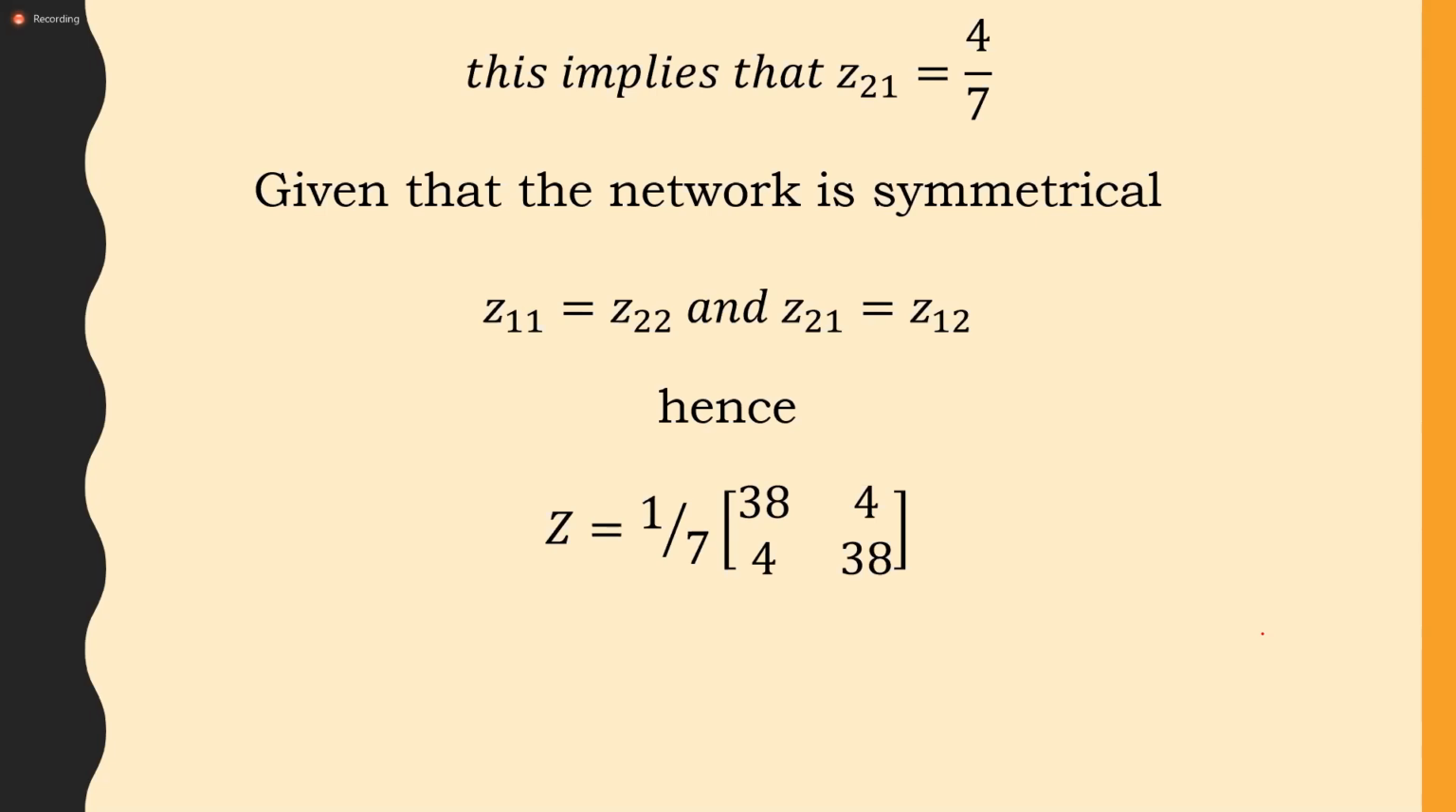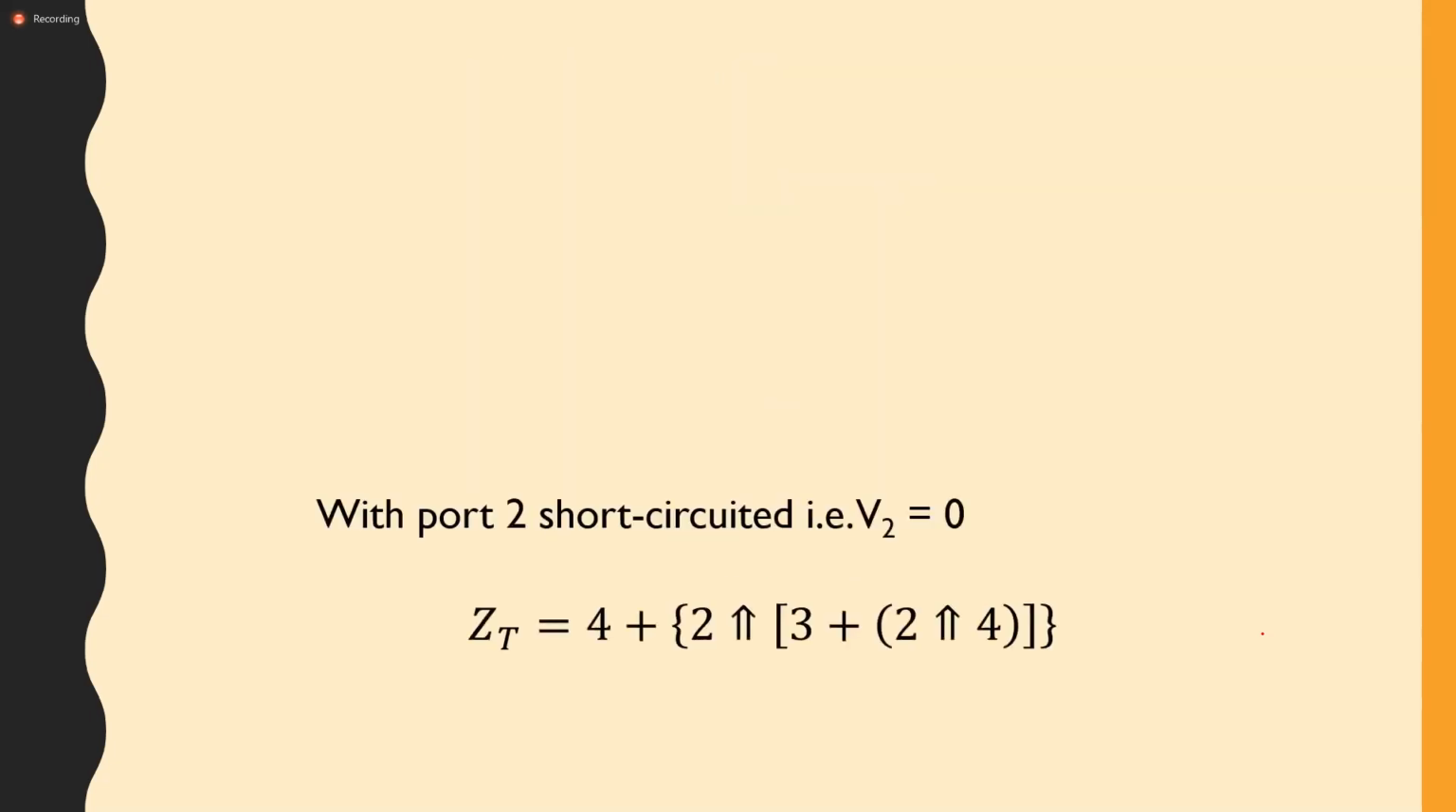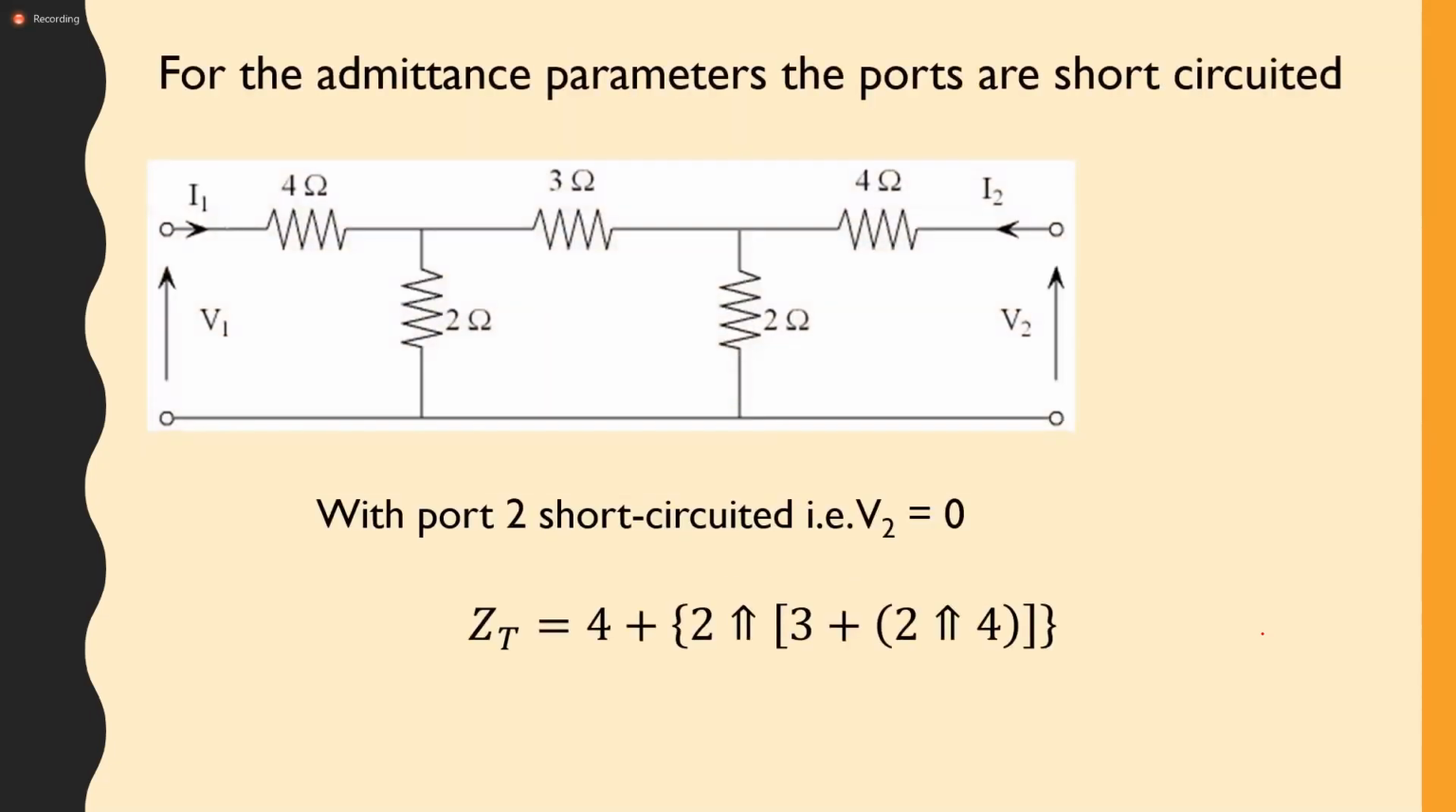Now, for the admittance parameters, we're looking at the short circuit parameters. So it means, therefore, that we will be short circuiting port 2. So there's a short circuit for port 2. Now, that changes the entire circuit. Right? That changes the entire circuit.